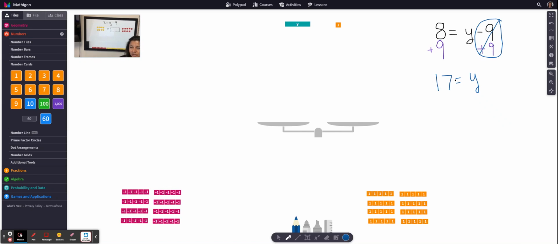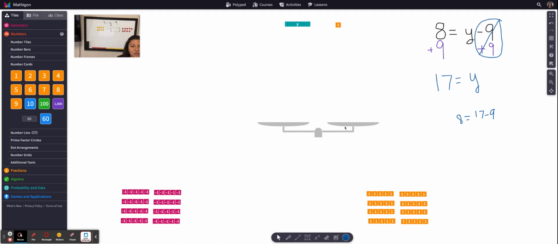And we can always check our work by plugging the 17 back into the equation, right? If I have 17 and I take away 9, do I get 8? Yeah, we do get an 8. 17 minus 9 would be 8. So, yep, there is my answer.